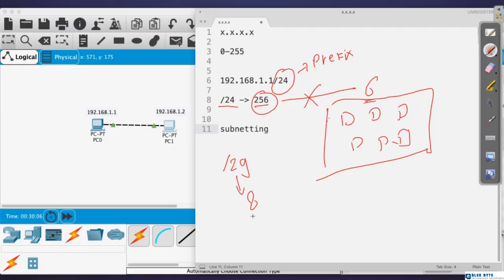If you have a question, where do we get 8 from prefix /29? Once again, you don't need to worry about that yet. We will learn more about that in the next video. Okay? So, now I hope you understand what is an IP address, what is a prefix, and what is subnetting. In the next video, we are going to start learning about subnetting.